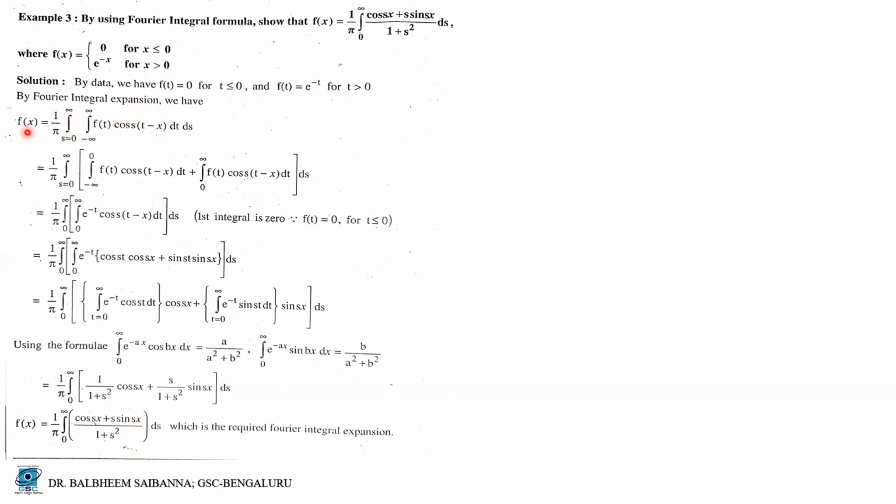By Fourier integral expansion, this is the formula we have studied in the first class: f of x equals 1 by pi, two integrals. The first integral s is equal to 0 to infinity, the second integral minus infinity to plus infinity, f of t cos s of (t minus x) dt ds. 1 by pi, write as it is, first integral also as it is. Now here we are splitting minus infinity to plus infinity into minus infinity to 0 and 0 to infinity.